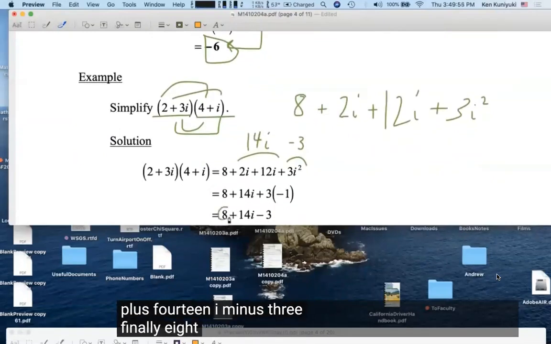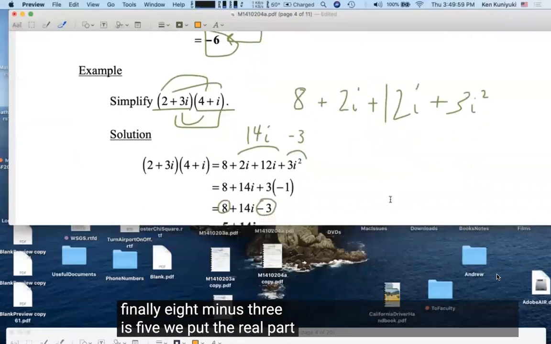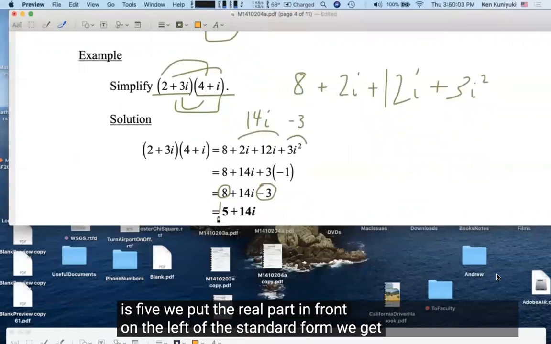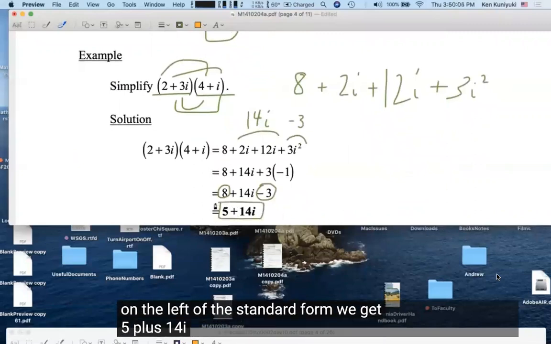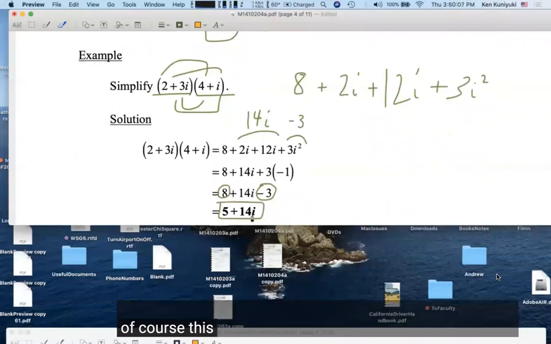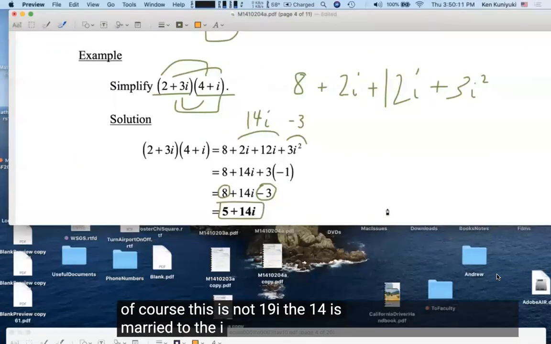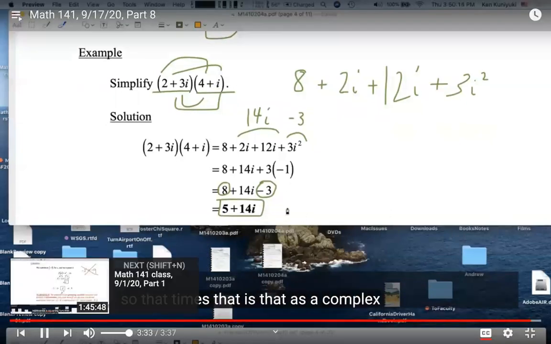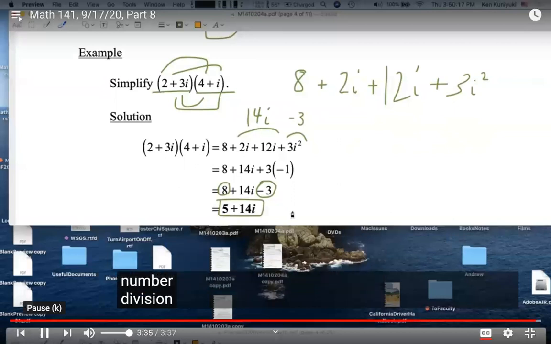Finally, 8 minus 3 is 5. We put the real part in front, on the left, of the standard form. We get 5 plus 14i. Of course, this is not 19i. The 14 is married to the i. So that times that is that as a complex number. Division is harder. That's next.